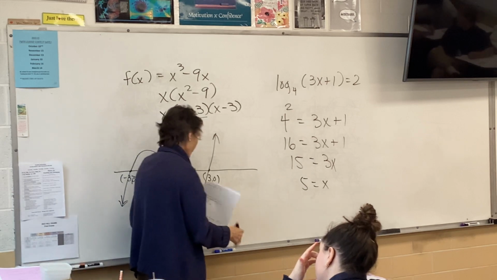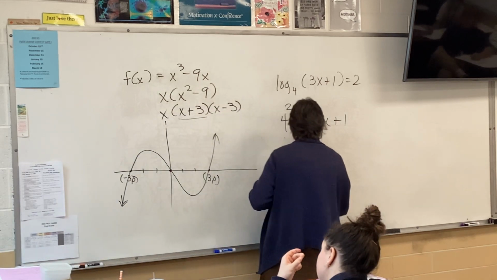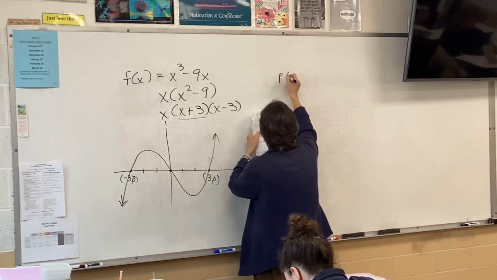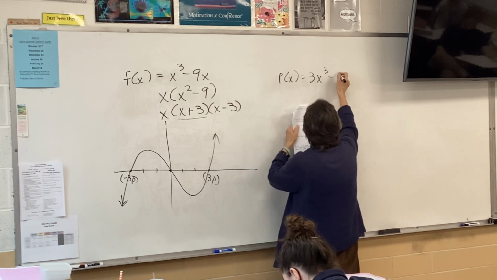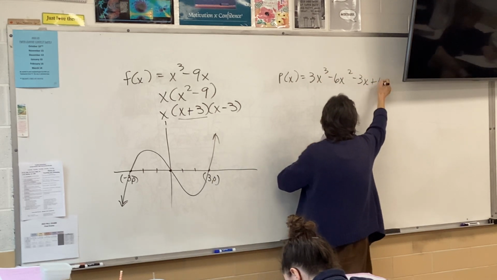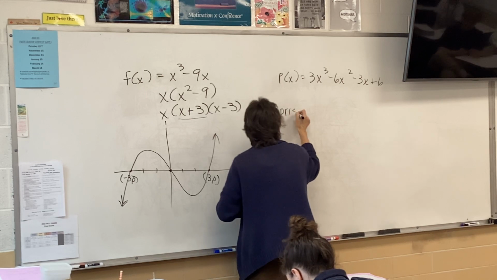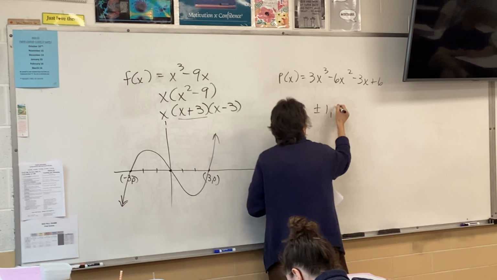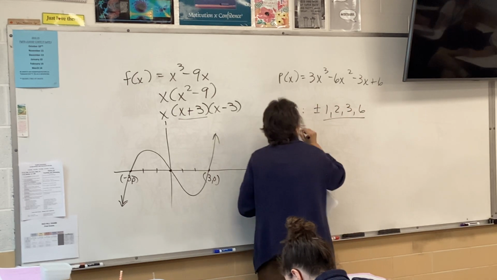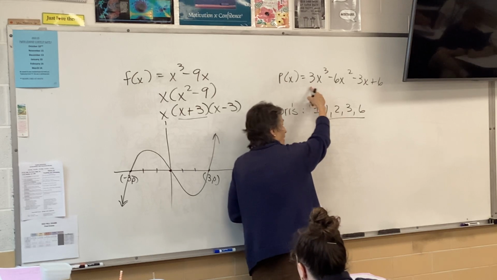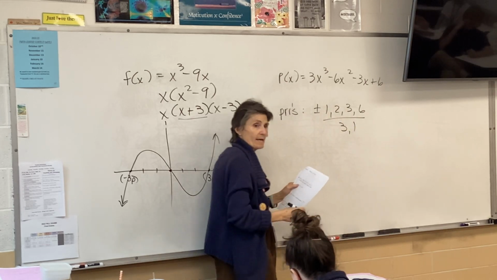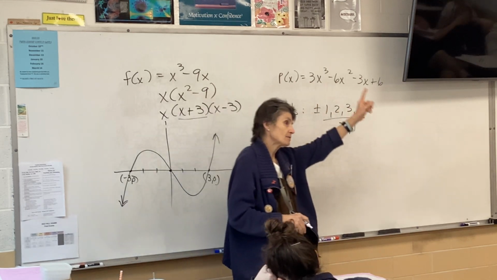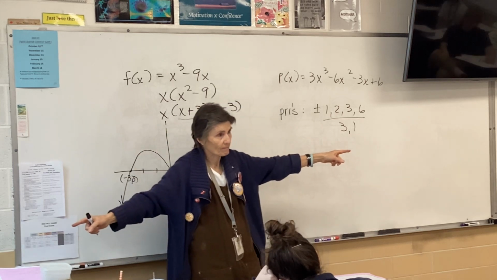List the PRRs, possible rational roots. List the PRRs. So that would be factors of 6. What are the factors of 6? 1, 2, 3, and 6. Plus or minus. Over the factors of 3, which are 3 and 1. PRRs are factors of last over factors of first.